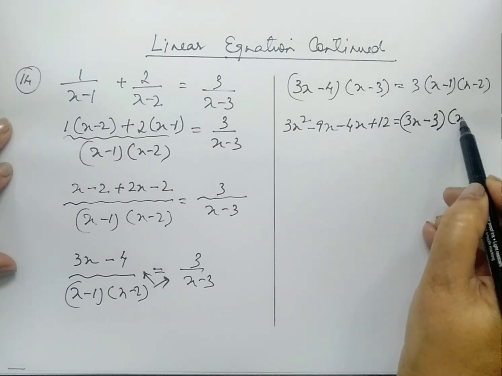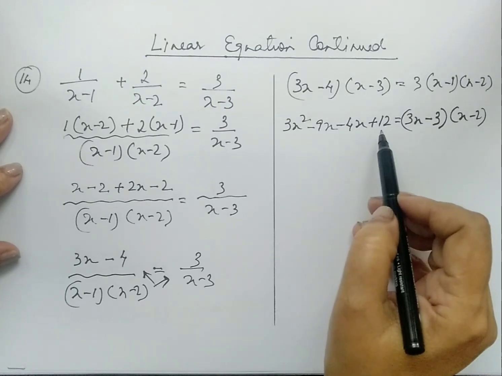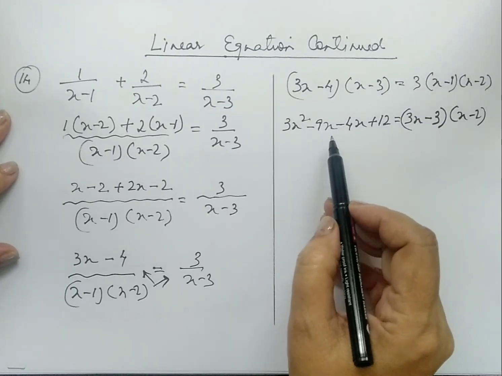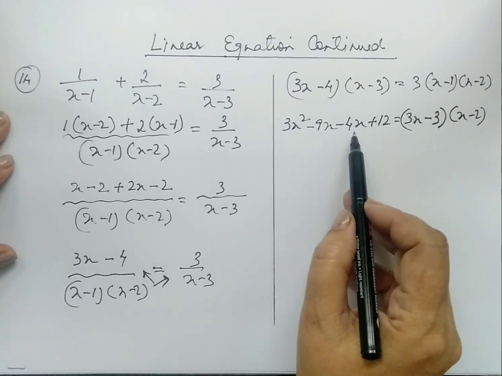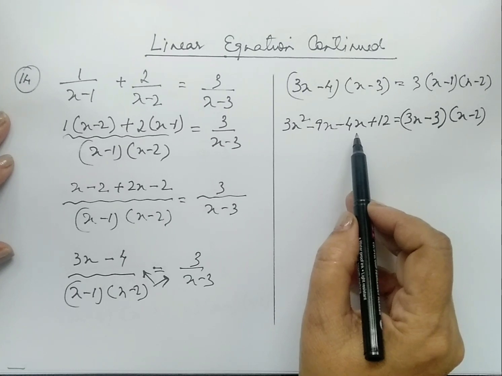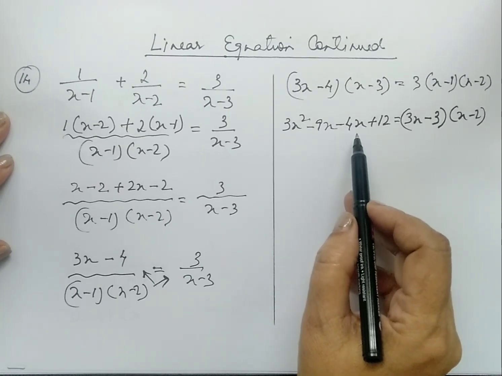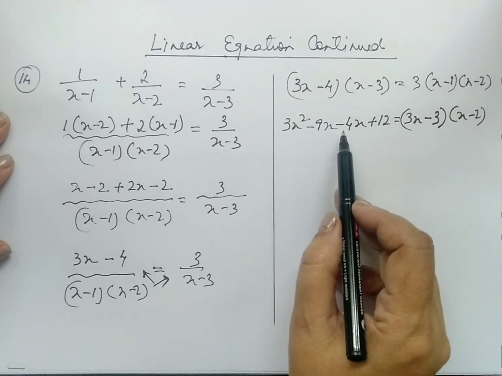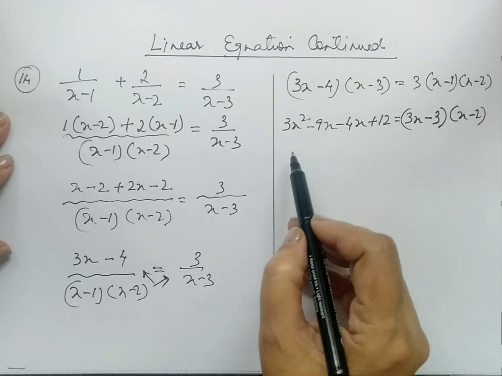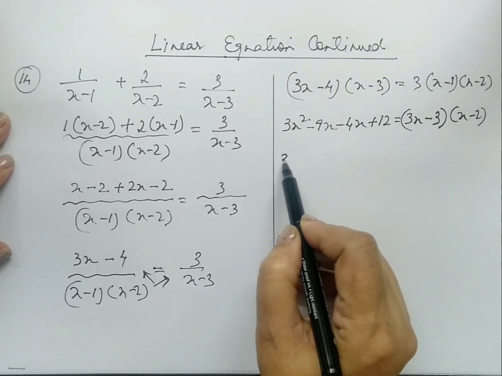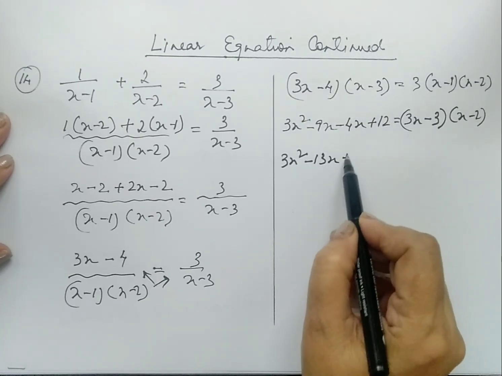Let's put this in a bracket. Alright, so here we need to do some simplification, because these two terms can be written together as what? Minus 13x. 9 plus 4 is 13, but minus minus is always addition, and the sign of the bigger number, which is 9x, is always written. All right, so we have 3x square minus 13x and plus 12.